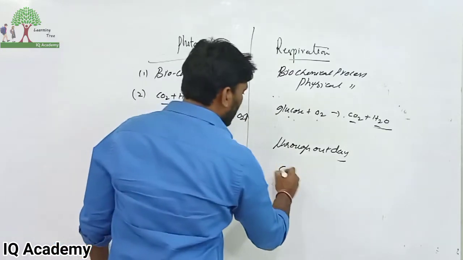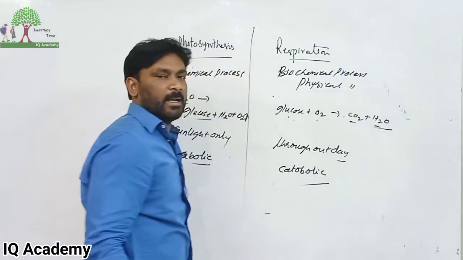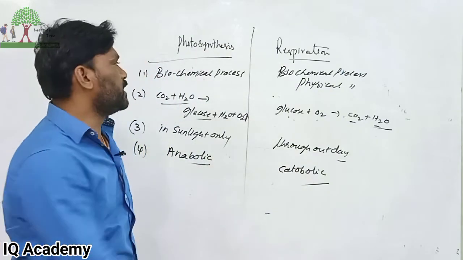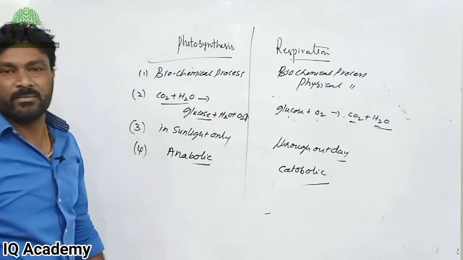Respiration is a catabolic process. What is a catabolic process? It means releasing of energy, losing of energy. It is an energy loss process, whereas photosynthesis is an energy gain process.